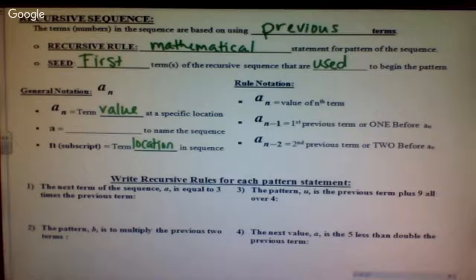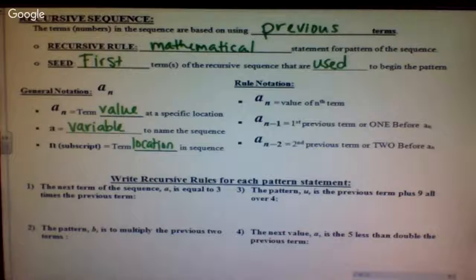They use A, and it's just a variable that names the sequence. So I can have a sequence that is B. I can have a sequence that is T. They can just pick any letter to name your sequence.